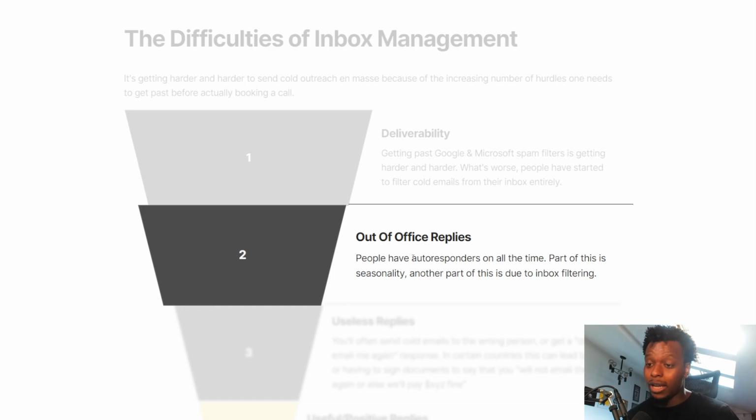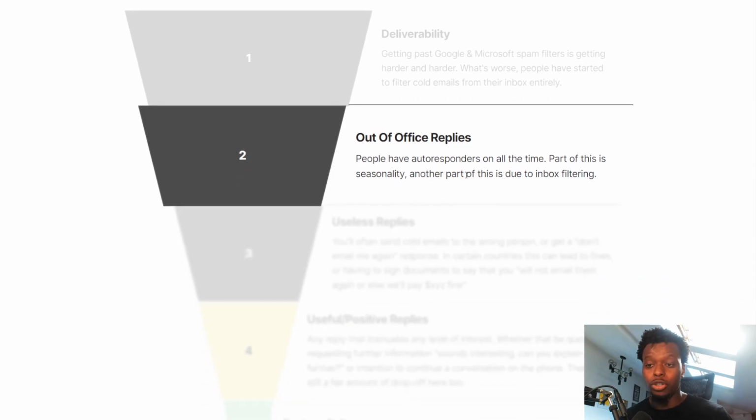Then there's out of office replies. People have autoresponders on all the time. For example, I got this the other day: "Hey, sorry, I'm not in office. I'll be back in office end of June." It is the end of July and you still have this autoresponder on. So getting past that in and of itself is one of the other obstacles that are going to decrease the amount of leads that you can drive over time.